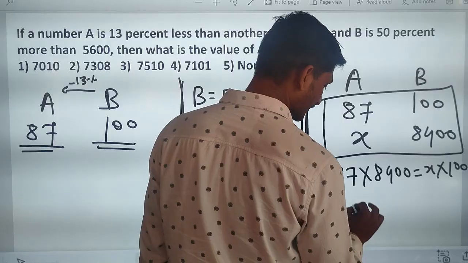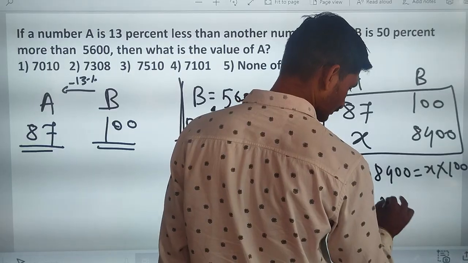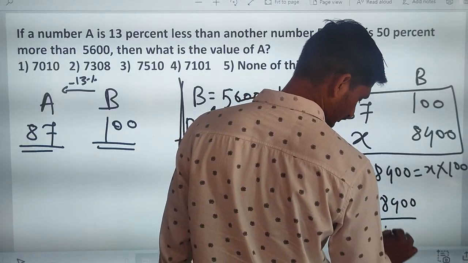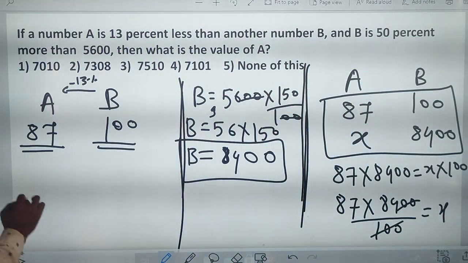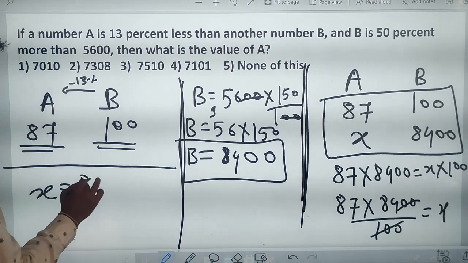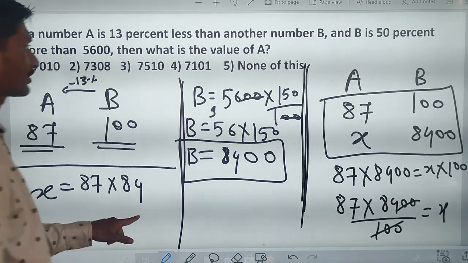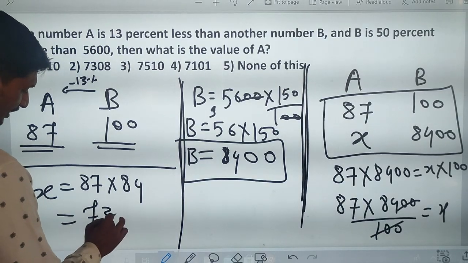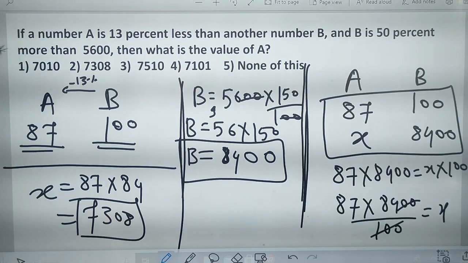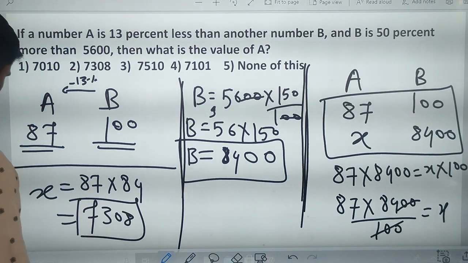Now here x is equal to 87 into 84. Here your answer is 7308. We take cross multiplication, then your answer becomes 7308. Now next.